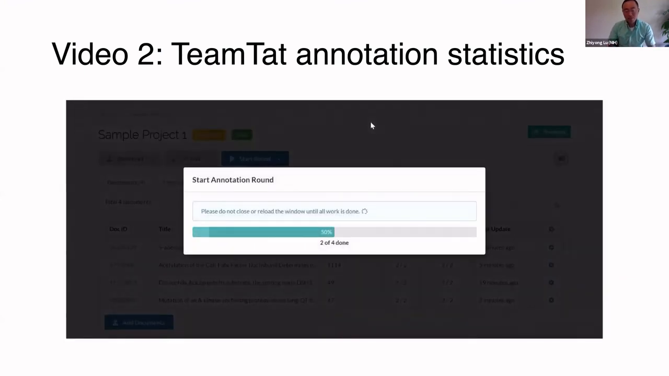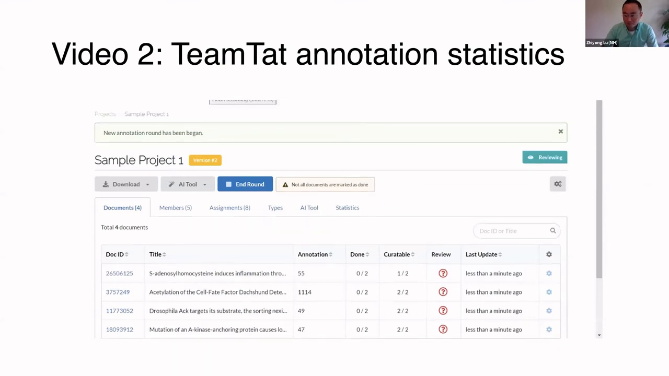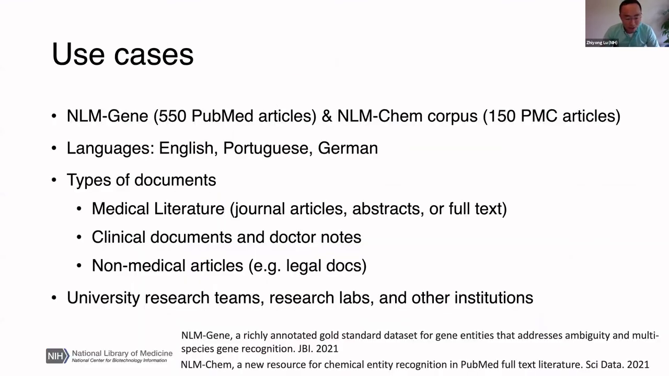So this is basically how our tool is used. As you can see, you do all the annotations in one place, from the very beginning to the very end. We used this, as I mentioned, because we had two annotation projects. One was annotating 550 PubMed articles for gene mentions, and the other was annotating 150 PMC full-length articles. These are finished, and the results of these two corpora are also made publicly available. Obviously, we focused on the English language, but this tool can support other languages as well.